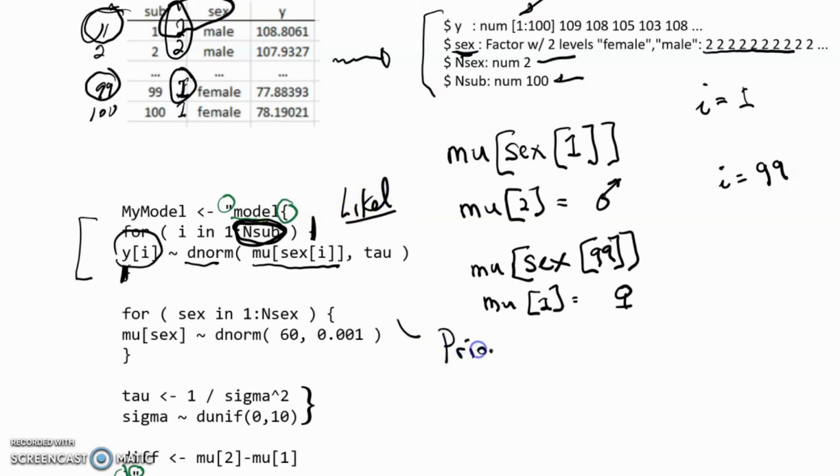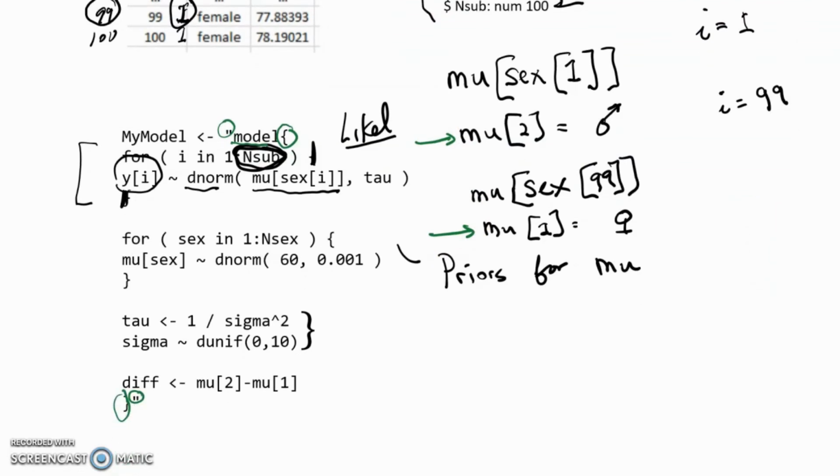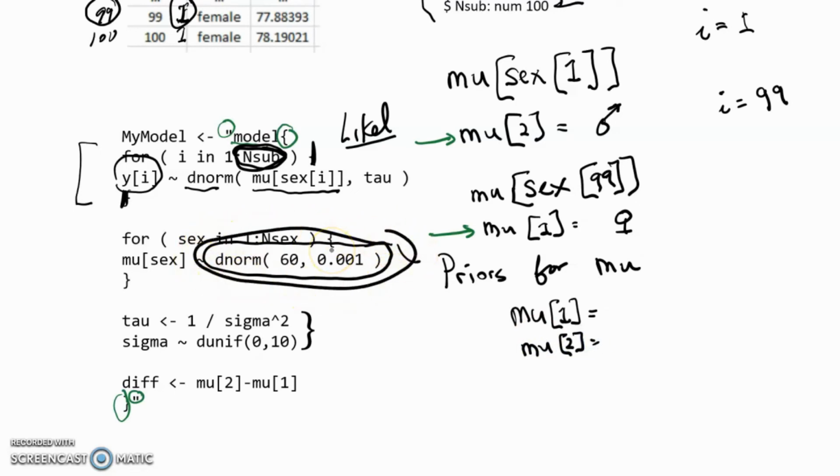We need our priors for mu, and we're going to need two priors because we've got two values of mu. We're going to set fairly diffuse priors. One way I could do it is to say mu 1 is equal to that, and mu 2 is equal to, and just repeat it that way. That would work pretty well, given that I've only got two sexes.